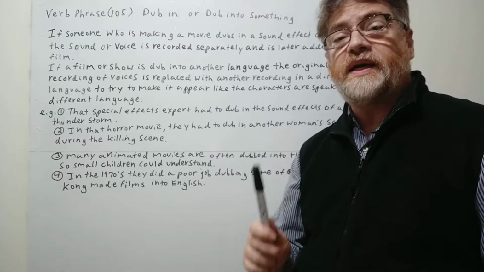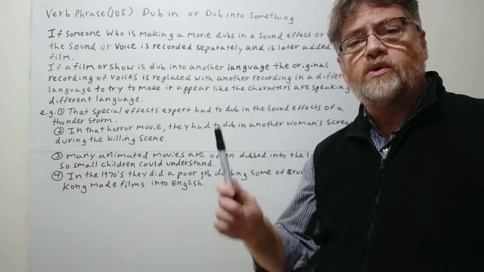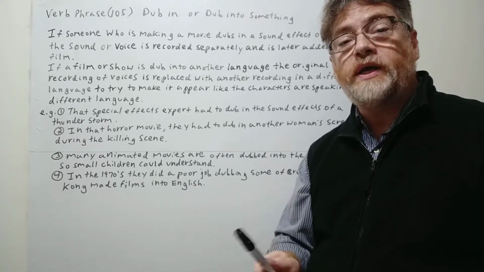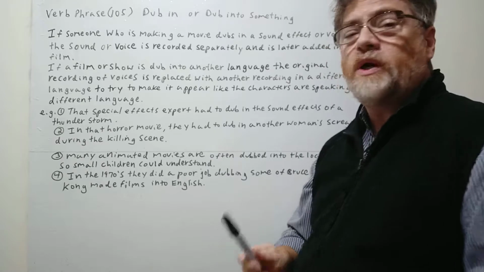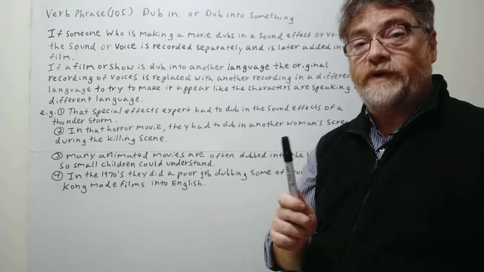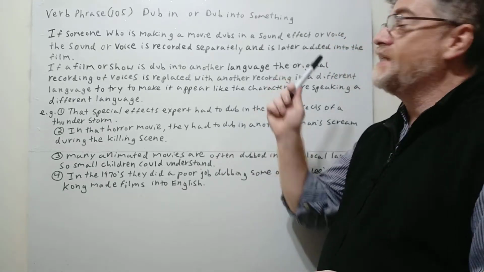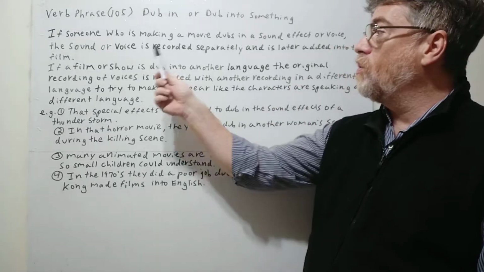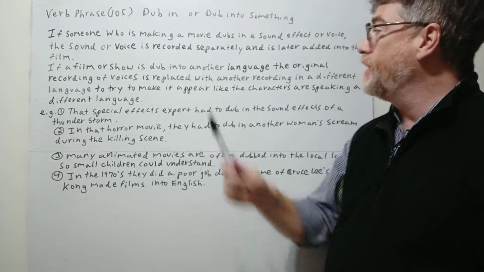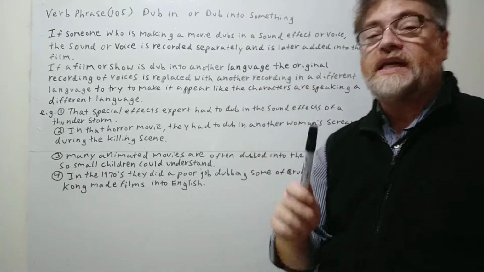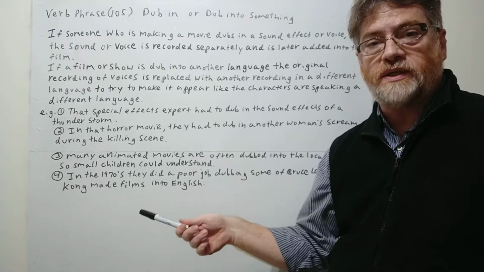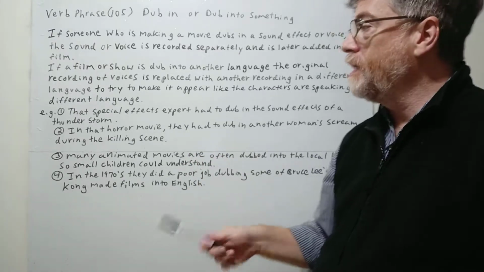The verb phrase today is "to dub in" or "to dub into something." Okay, let's take a look at the note here. If someone who is making a movie dubs in a sound effect or voice, the sound or voice is recorded separately and is later added into the film. So this is usually just in particular scenes. This isn't the whole movie.